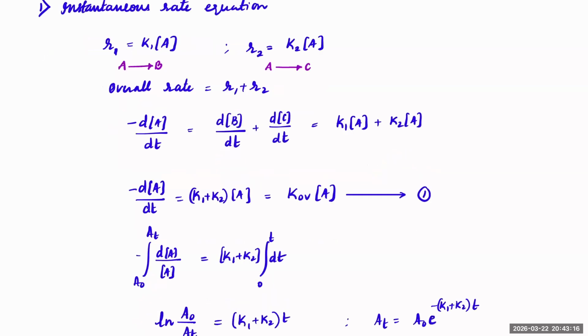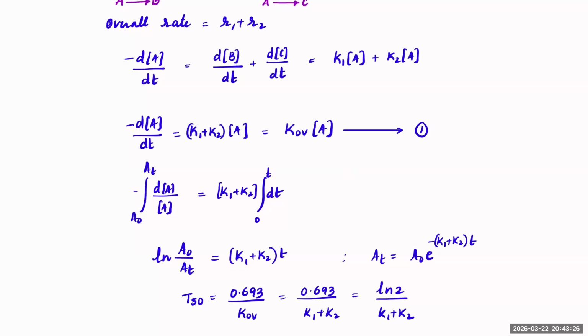Okay. So this A will come out to be common. So K1 plus K2 into A. K1 plus K2 can be written as K resultant or K overall, K average, you can write anything like that. Okay. So this is K overall into A. And if I bring this A to the left hand side, so I will get integral A0 to AT dA by A is equal to K1 plus K2 into integral 0 to T dt.